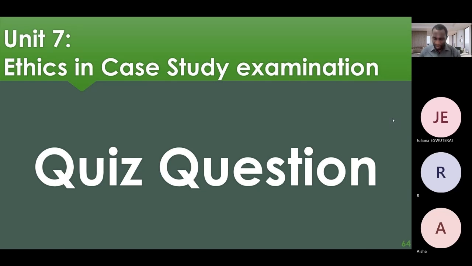I have J on the call. No, let me start with A, J, and R. Okay, so I have 3 of us on the call. So let's test our ethical knowledge and see.